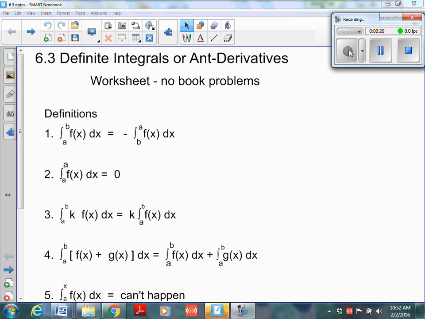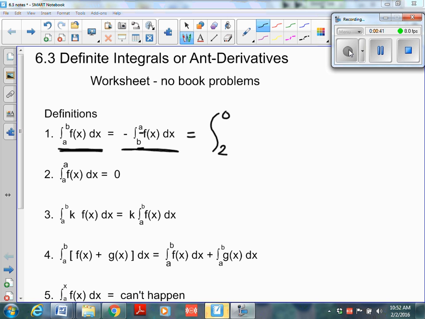It's up to you. Okay, the first definition is if you're integrating from a to b f of x dx, if you want to flip the limits, do you notice that I flipped my limits? If you flip the limits, you need to put a negative sign in front. For example, let's say we're integrating from 2 to 0 x dx.